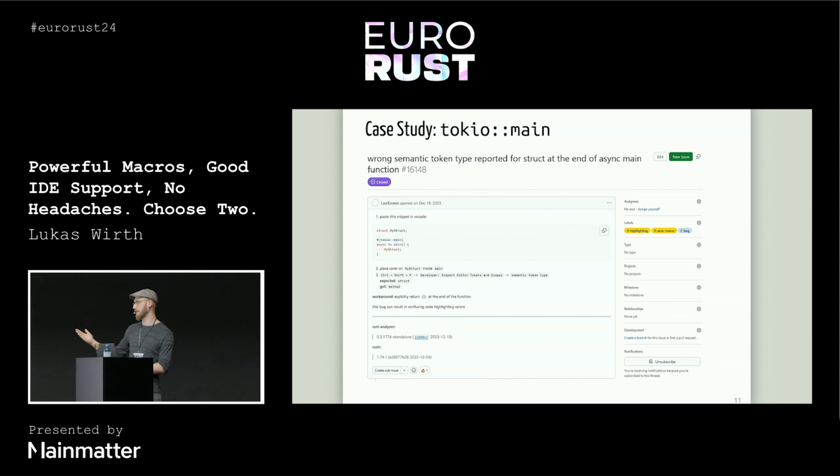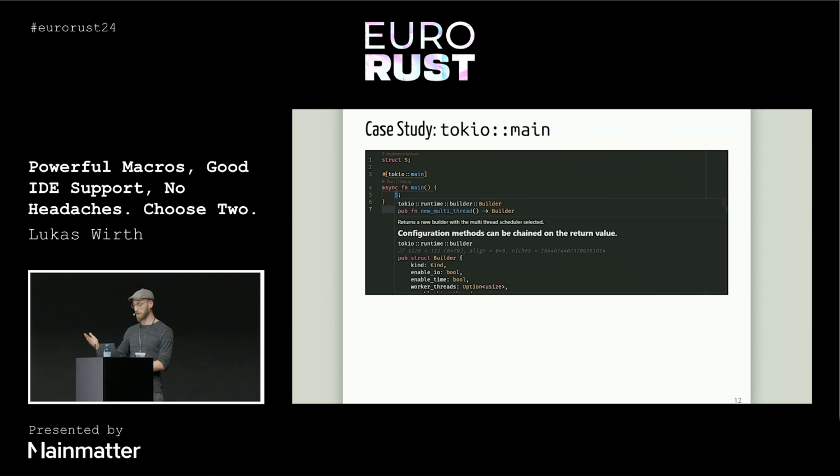And this is effectively what this user reported. So this is basically the snippet. We have the attribute on our async function, and we have a tail statement. So we have some statement at the end of the function block, and this is now highlighted run.